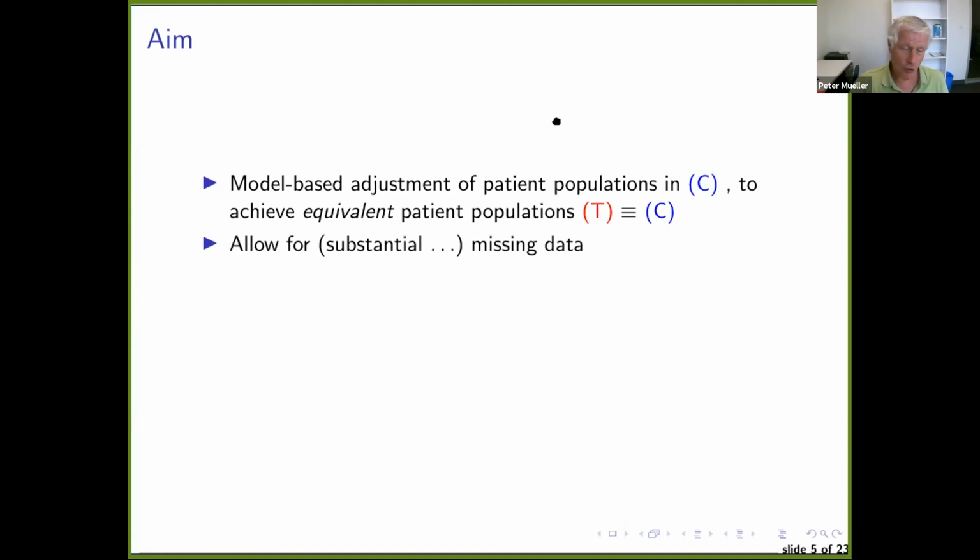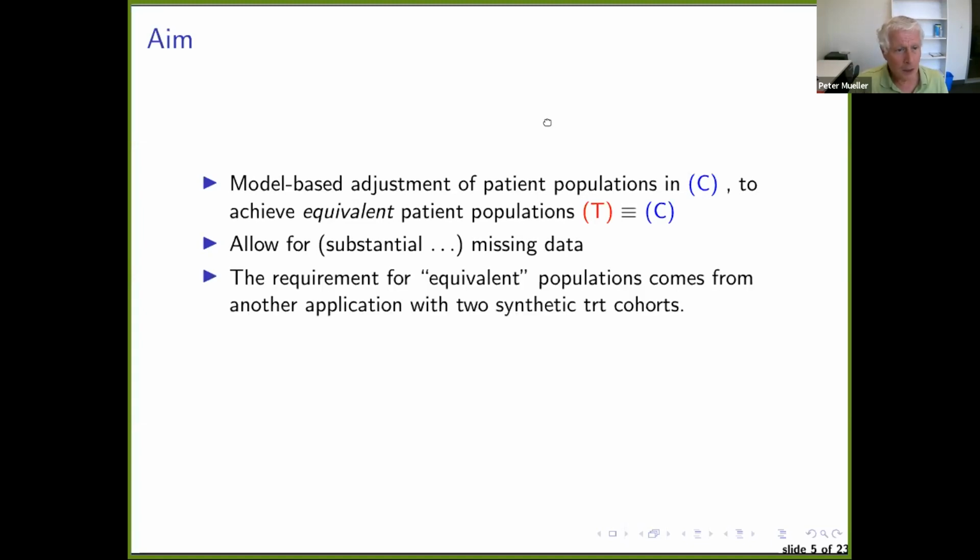We want to do so because of our particular context with our data. We want to do so allowing for a varying number of covariates. I'm reluctant to call it missing data because some of these covariates are not there because they were not intended to be collected in these trials, so it's not really missing data.